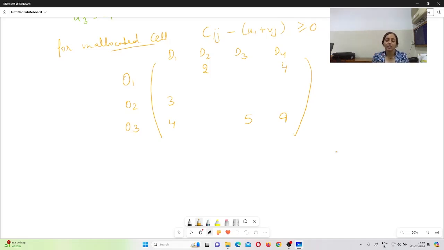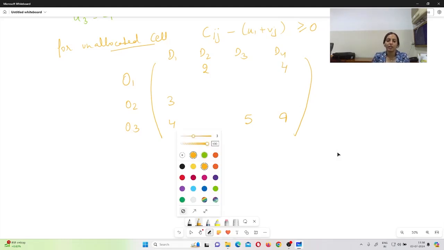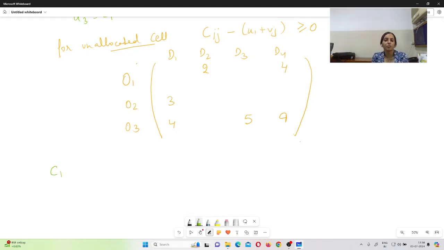Check for unallocated cells. Now for each unallocated cell, you have to check the condition. So writing over here, we are finding all the allocations. Right? So the first one is your 1, 2. We have to check it from here, 1 and 2, O1, D2. So what do we write over here? C12 minus U1, because we have to put all this in this formula. So yes, you can write the values of U1, U2, U3 from here first of all, which we have just found in the upper part.